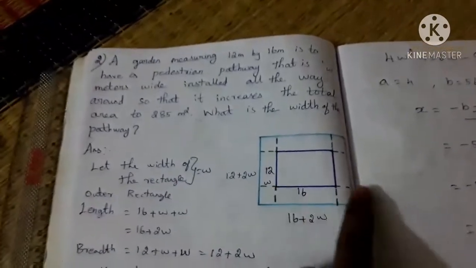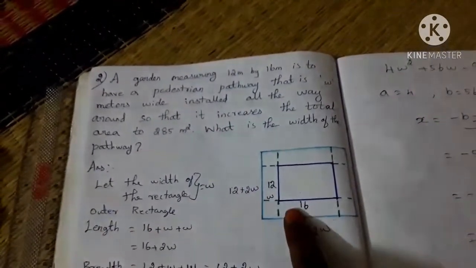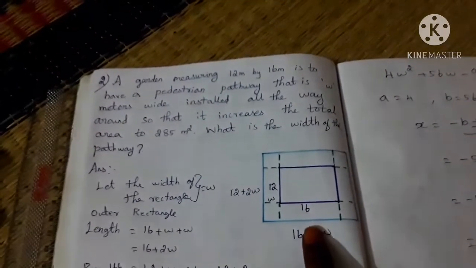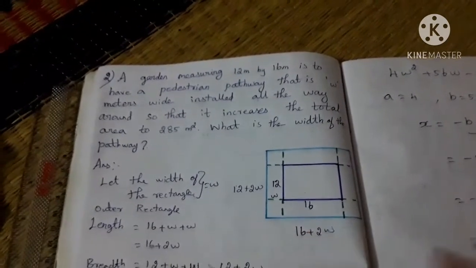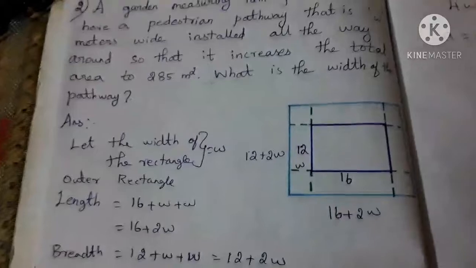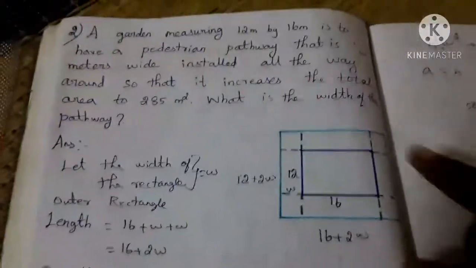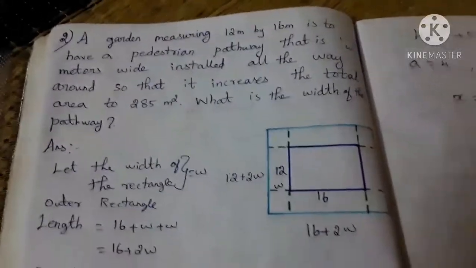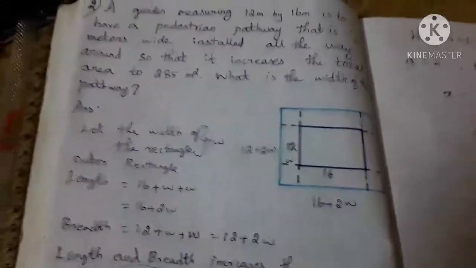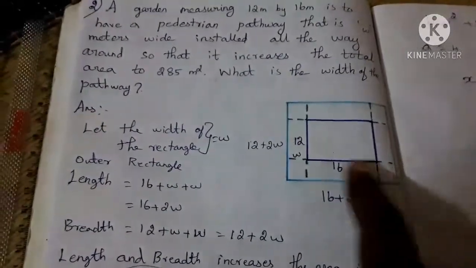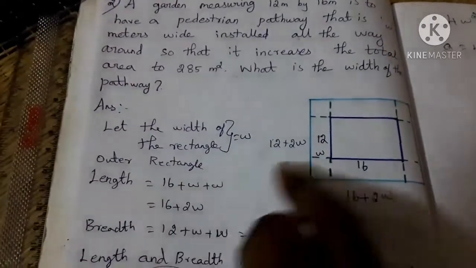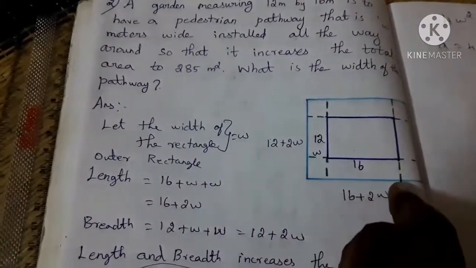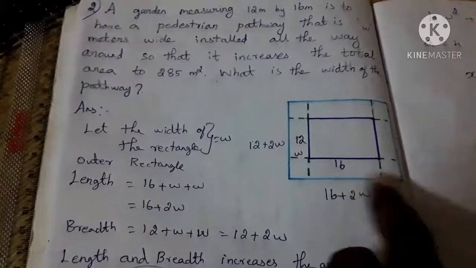We have to install the pathway around the garden, so that the area will increase to 285 square meters. So what is the width of the pathway? First, we know the garden's length is 16 and breadth is 12. Next, it increases by W meters on all sides. So what is the length of the outer rectangle? The inner rectangle is 16 by 12, and on each side we add W meters.